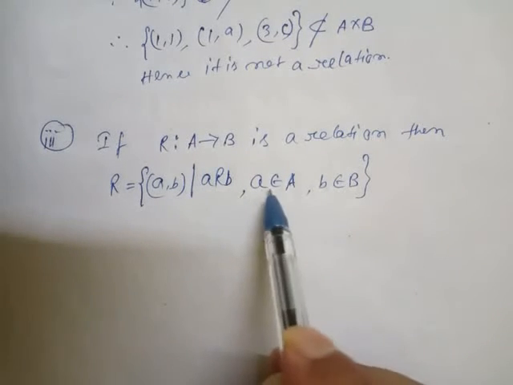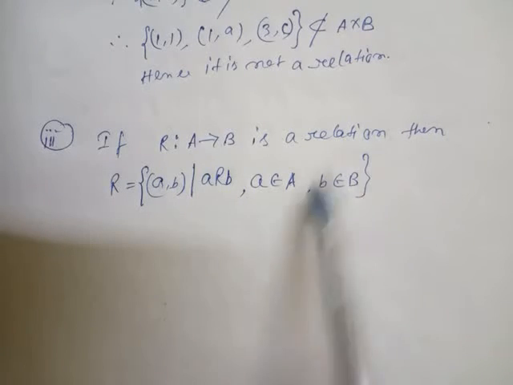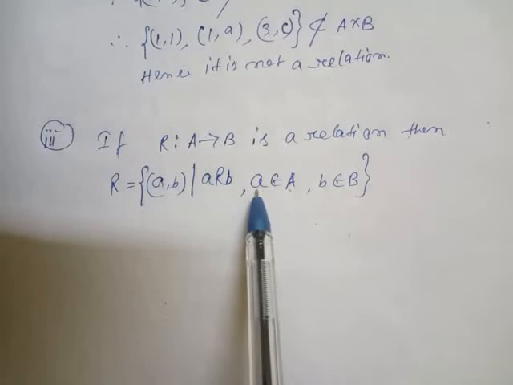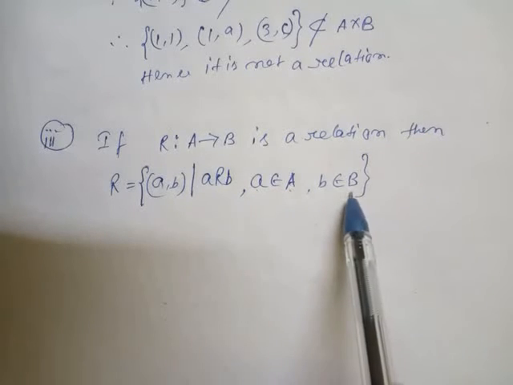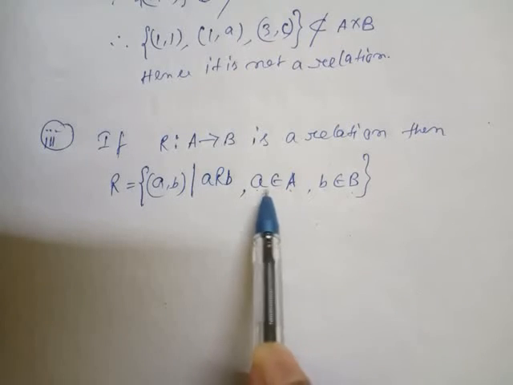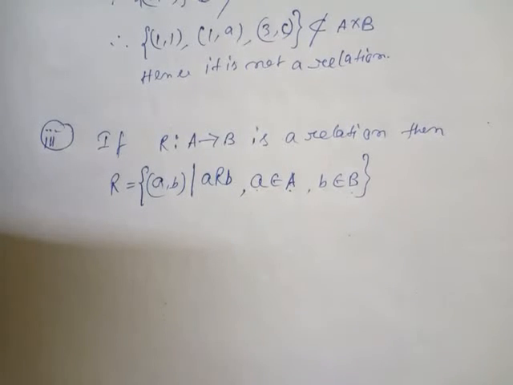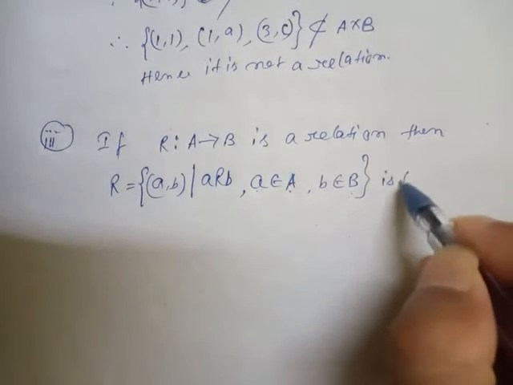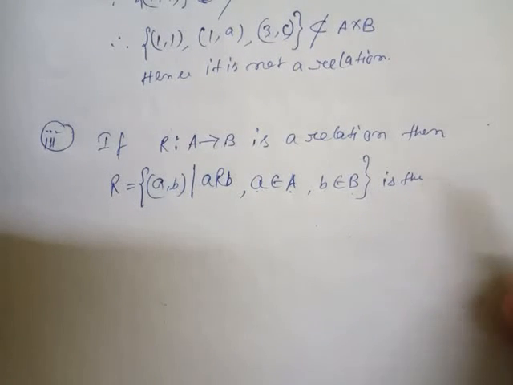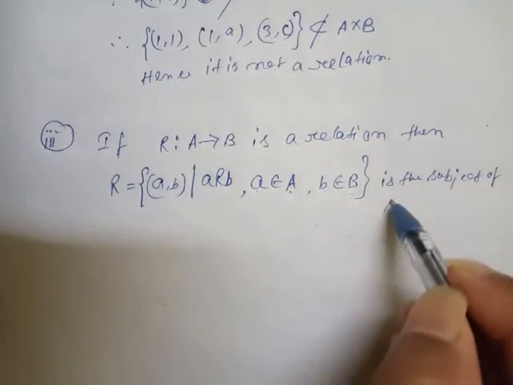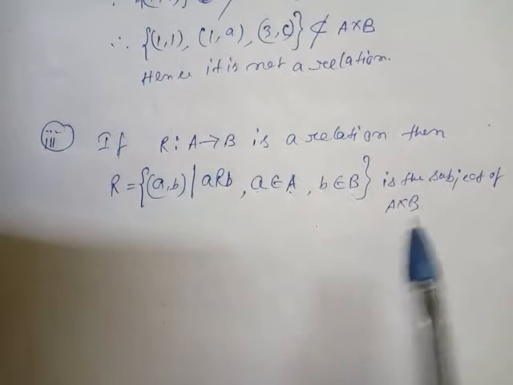This indicates that A means 1, 2, 3, 4. A belongs to A, which means this a belongs to 1, 2, 3, 4, and B is a, b, c, d, which means this b belongs to a, b, c, d. Now look, a belongs to A and b belongs to B. Now look, and this whole is the subset of A product B, which means this whole is in the A product B.